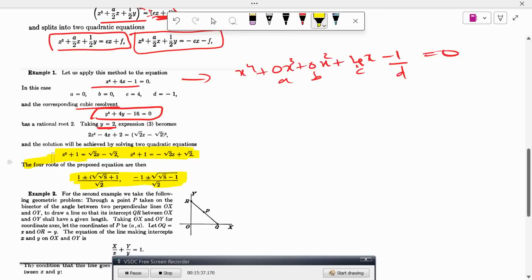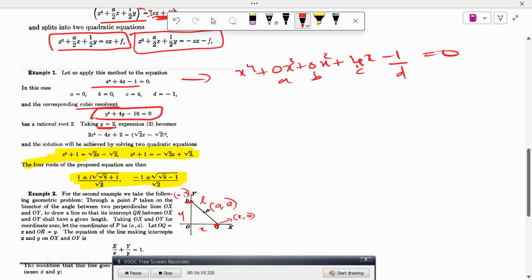Okay, now the example 2, I haven't done the solution. We'll form a biquadratic equation from this question. Okay, please read the question. So this point is a comma a, and this distance is x, this distance is y, and this length is l. So this is the x intercept, this is the y intercept. So this is x comma 0, and this is 0 comma y.